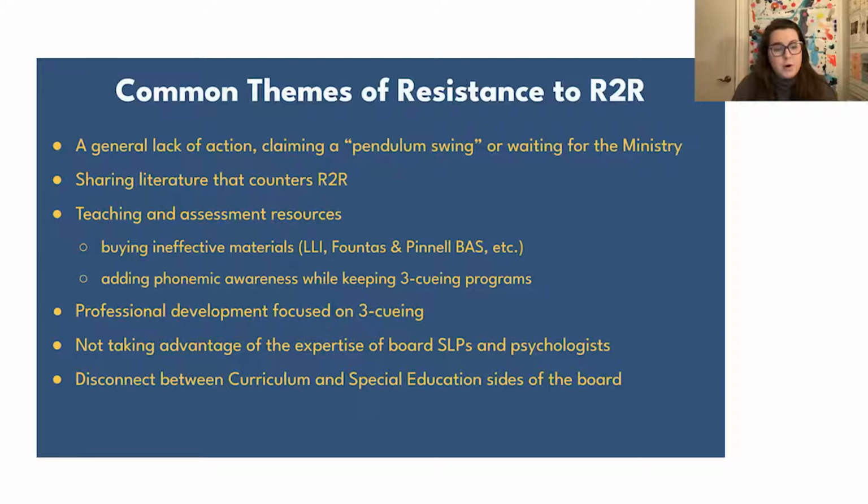We heard reports that boards continue to buy ineffective teaching materials or assessment materials like LLI or the Fountas and Pinnell benchmark assessment system, or even that boards would drop in a little bit of phonemic awareness instruction while still keeping an overwhelmingly balanced literacy or 3Cueing approach.